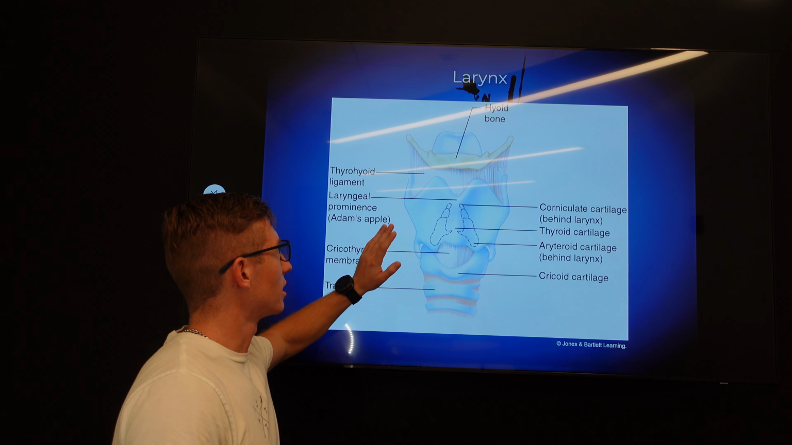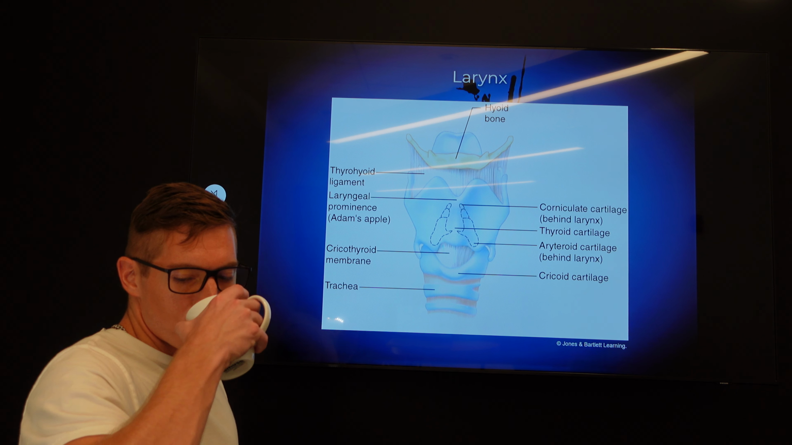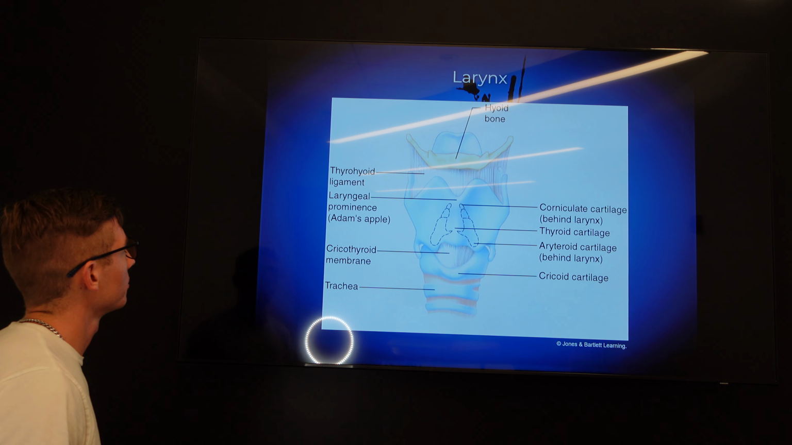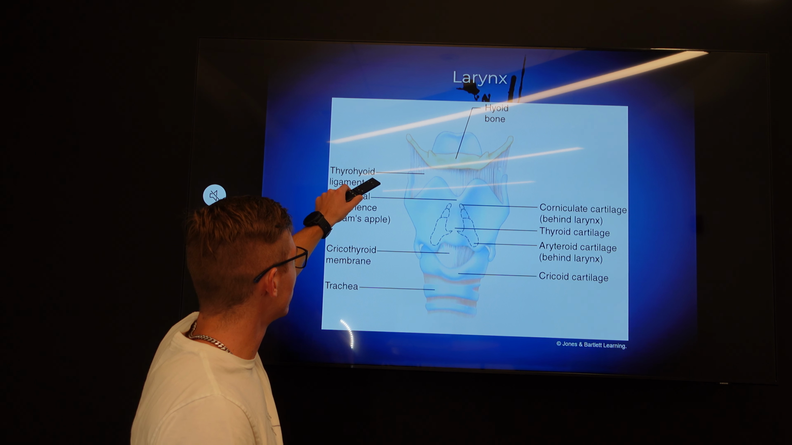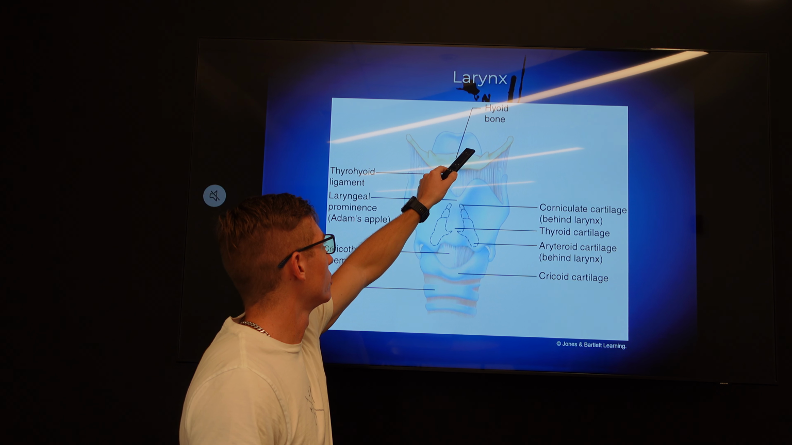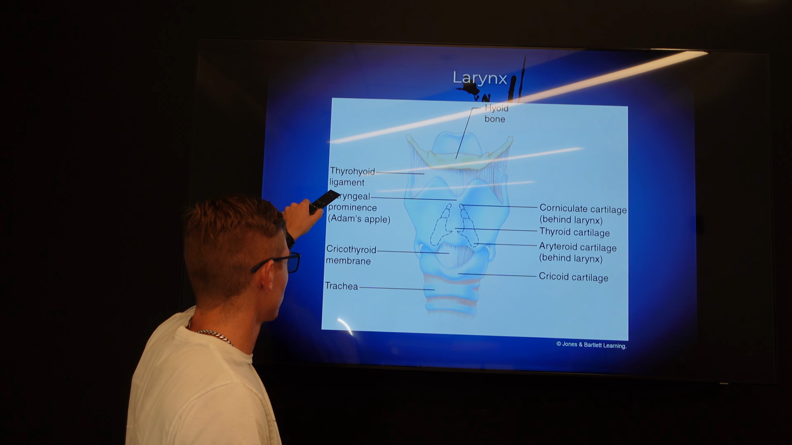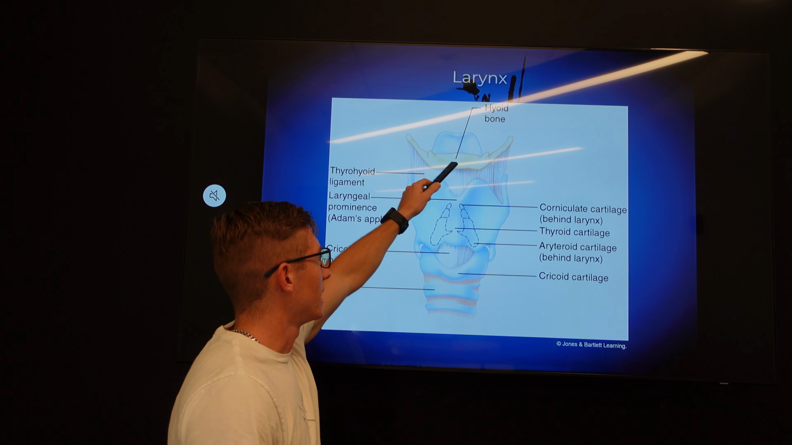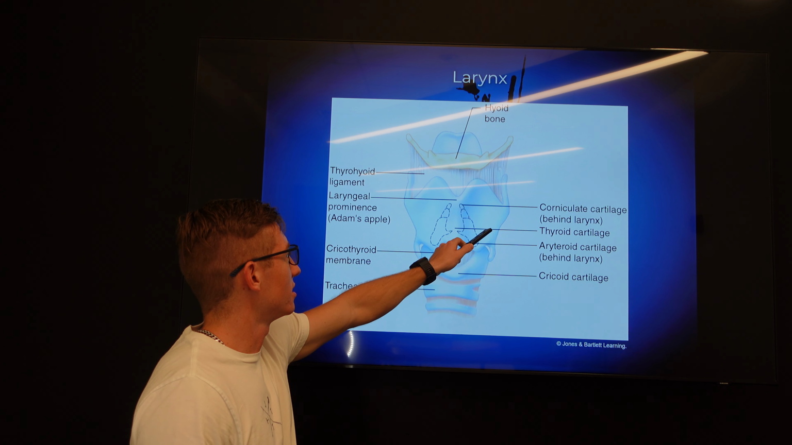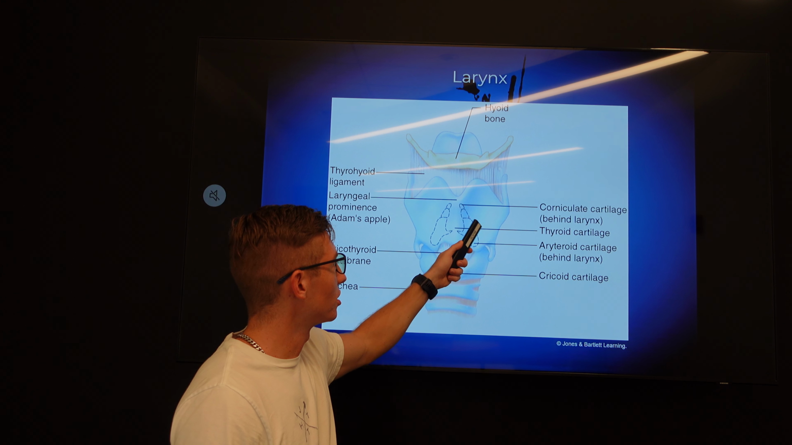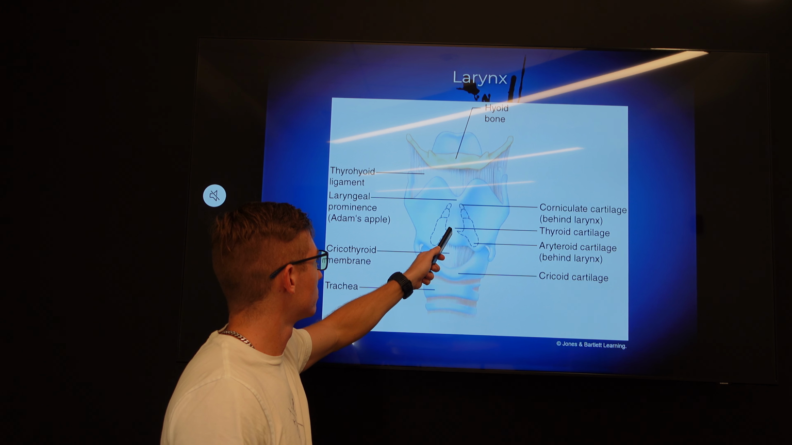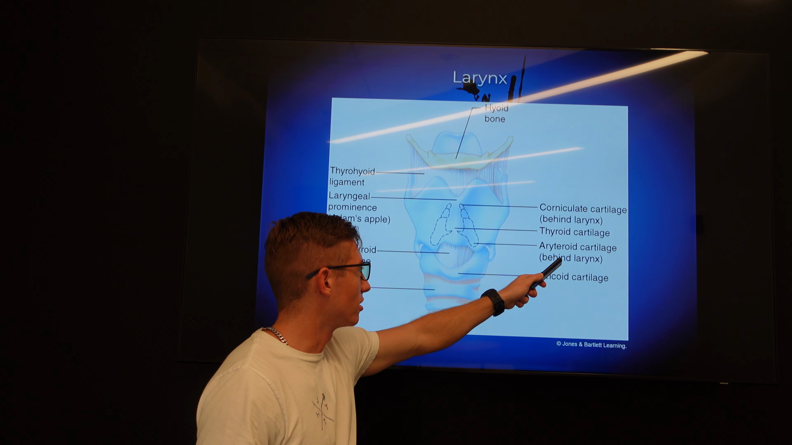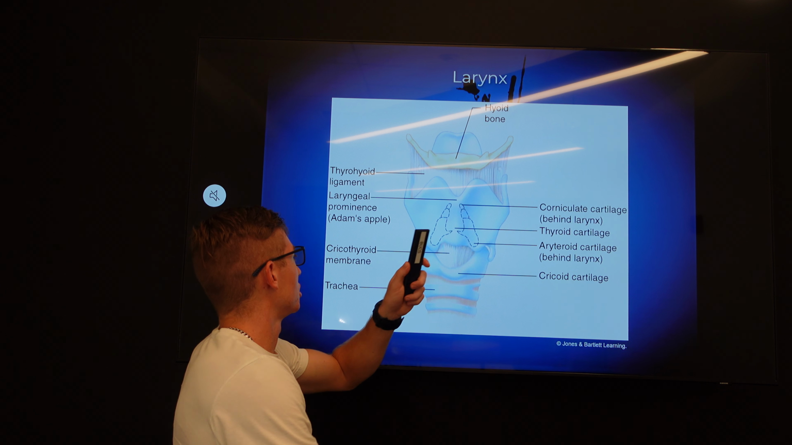All right, look at this for a second. Thyroid ligament. This is your hyoid bone. This is your Adam's apple, the laryngeal prominence. Then your arytenoid cartilage is behind the larynx. This is your shield, your thyroid cartilage. I don't know if it's pointing to the inside. The arytenoid cartilage is behind the larynx, and the thyroid cartilage is in front.